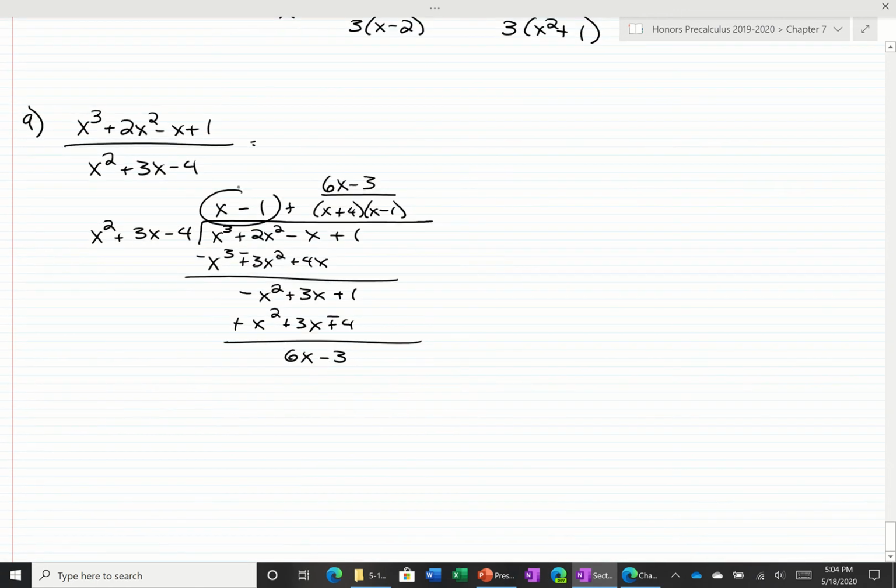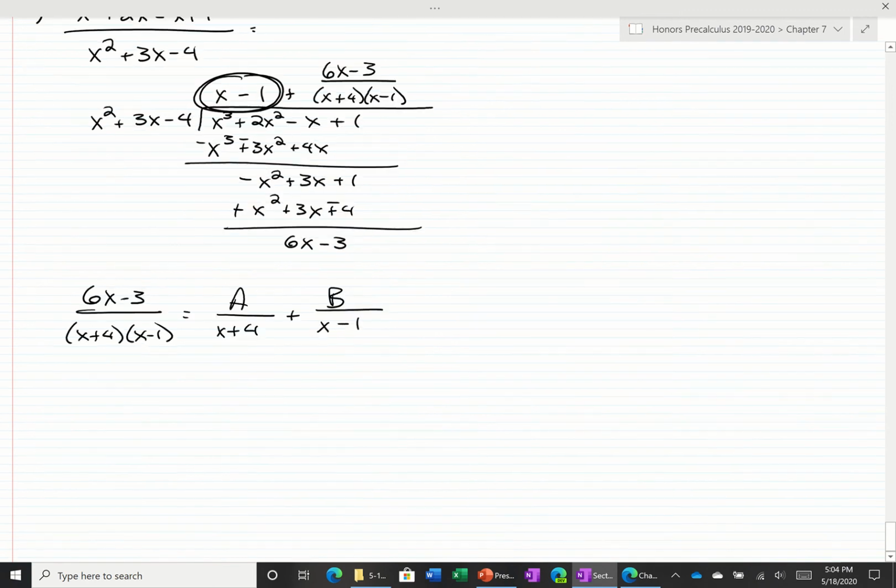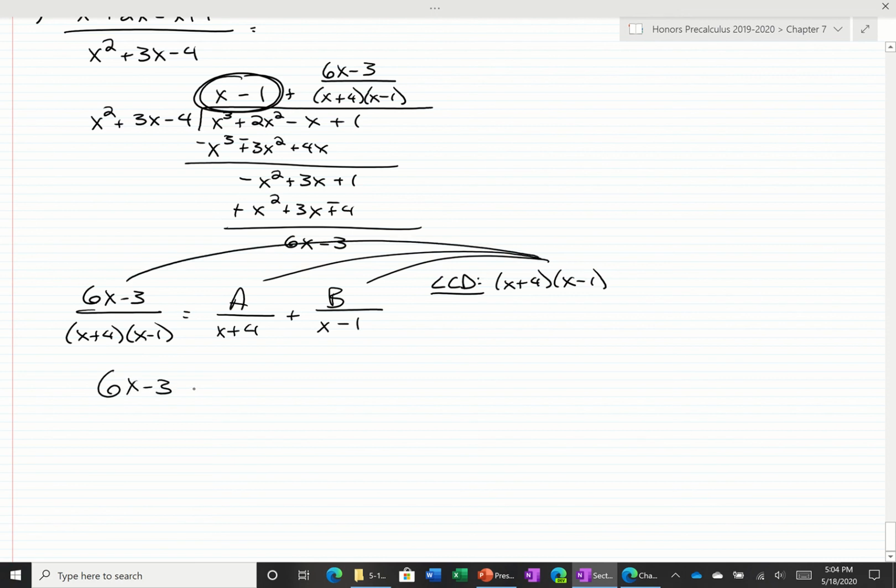So we'll take our whole part. That'll be part of the answer in a little bit. But now let's decompose (6x minus 3) over (x plus 4)(x minus 1). And if we multiply by our LCD of x plus 4 and x minus 1, we get 6x minus 3 is equal to a times (x minus 1) plus b times (x plus 4).